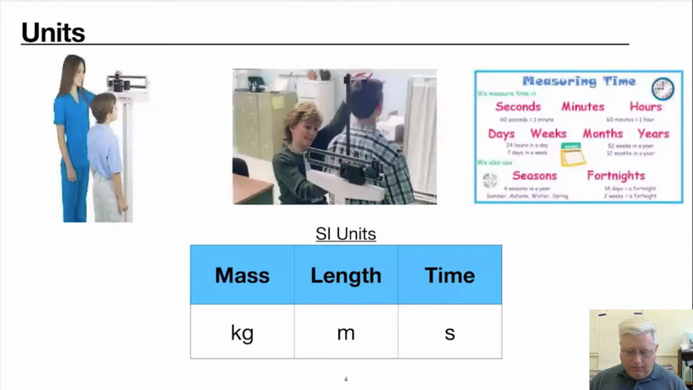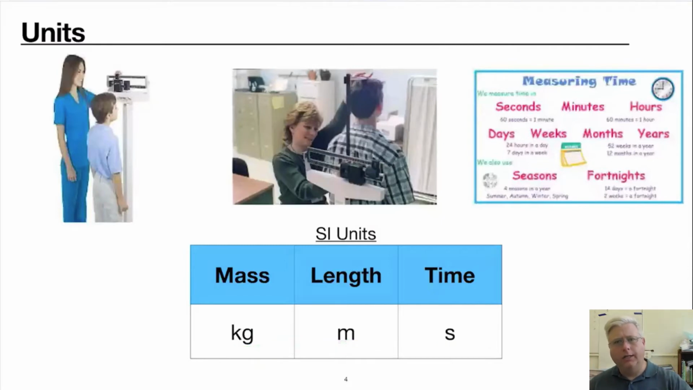And so they said for the three fundamental physical quantities, mass would be a kilogram, length would be a meter, and time would be the second. And so these are the base units that we want to use for everything we possibly can for these three. So when you see, especially in your homework, it'll say things like, convert this into SI units. And so SI units, we're talking about these three for the three fundamental quantities.